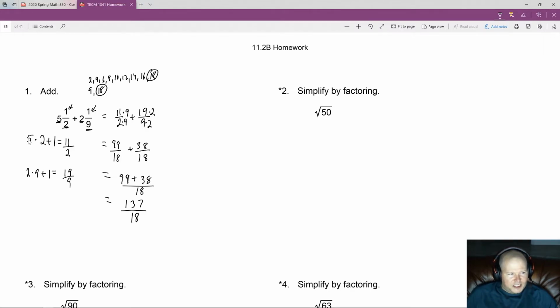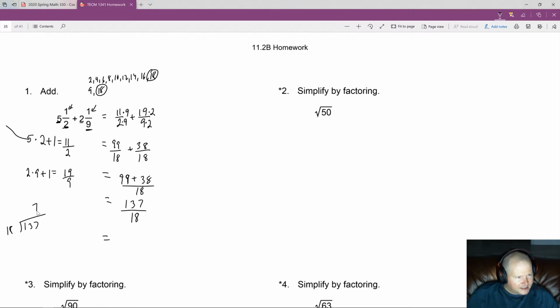Now at this point, if we can reduce this, we would reduce this. And there's nothing I can divide into both a 137 and an 18. Now if you want to, you could leave it as an improper fraction. If it asks you to put it as a mixed number, what you would do is say 137 divided by 18, and you'd say, how many times does 18 go into 137? So 18 goes into 137 7 times.